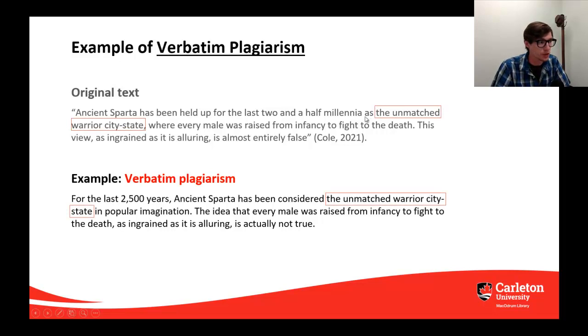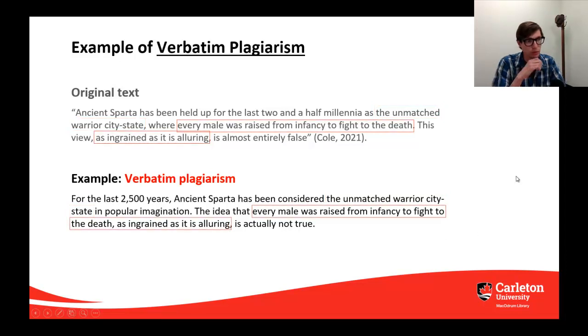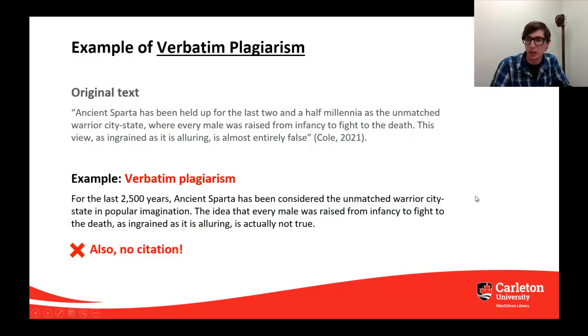So you can see, simply, the unmatched warrior city-state, just taken word for word from the original text. You can see every male was raised from infancy to fight to the death, and as ingrained as it is alluring, it's just taken verbatim from that original passage here. And we can also see, like I mentioned in the other example, there's also no citation, so it's just something we need to think about.